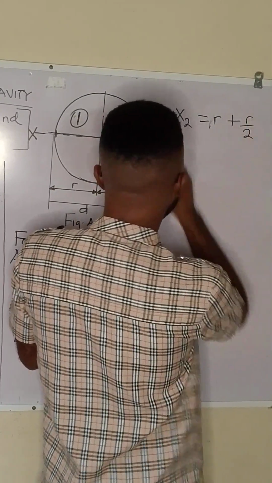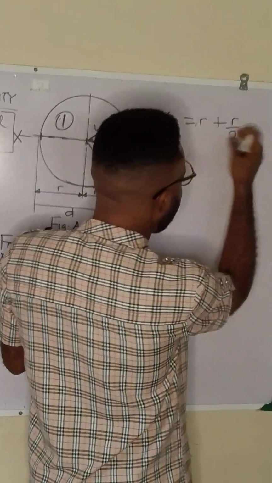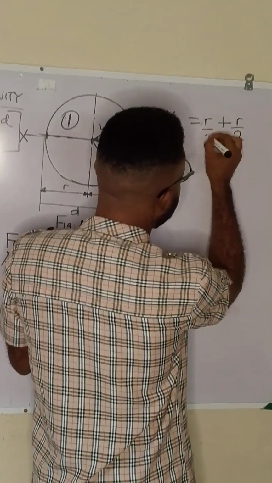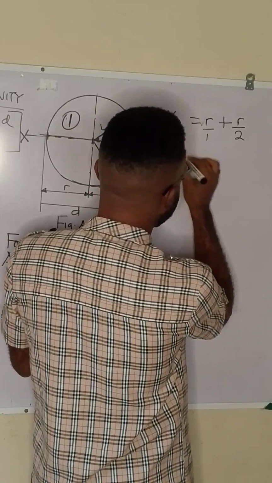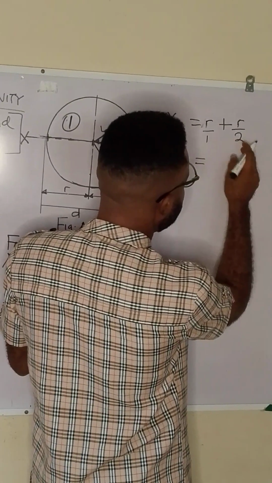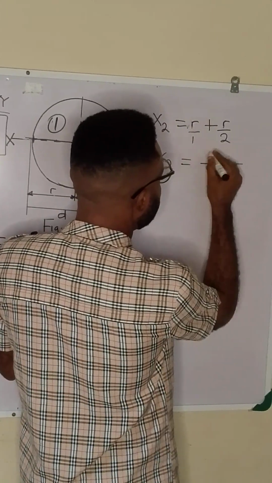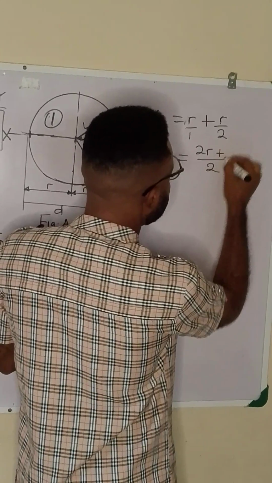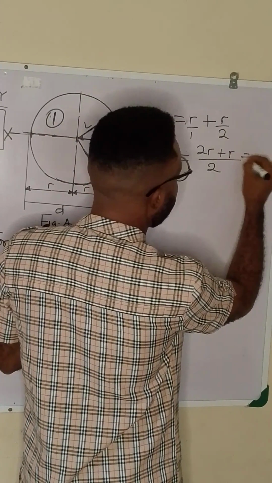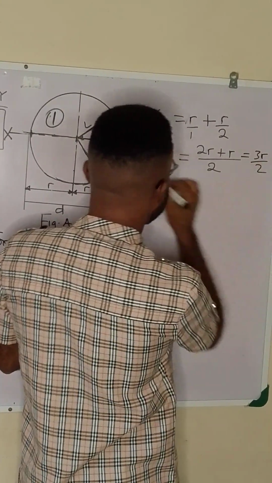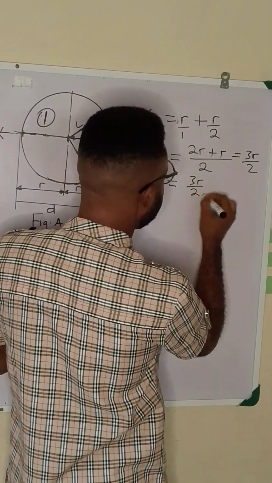So the d is the length. So if we work out this, if we find the LCM, the reciprocal for this, the LCM is going to be 2. 1 into 2 is 2 times r will give us 2r, plus 2 into 1 times r will give us r. So we have 3r over 2. So our x2 for the square hole is going to be 3r over 2.